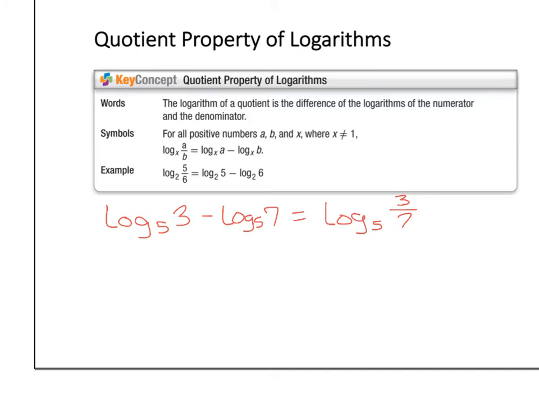All right, the same idea could be applied in the reverse. So if we had something that looked like this, log base 3 of 6 over 7, we could rewrite that as log base 3 of 6 minus log base 3 of 7. All right, so again, when we subtract and the logs are the same, we're going to put that into a fraction.